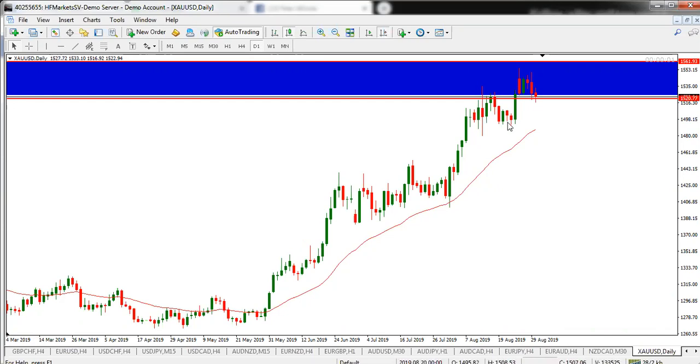Now, look at this particular one. The price is still within the zone. For you to trade gold within this zone will be a dangerous act. Take that from me. Because a lot of things happen within the zone. A lot of consolidation will happen within the zone.